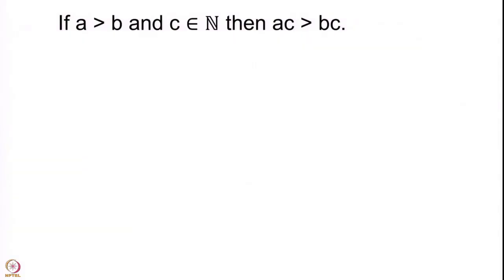We now go to the next statement. If A is bigger than B and C is a natural number, then we need to show that AC is bigger than BC. Once again I will give you a minute, and after this minute I will give my proof, and again if you have a different proof for this statement, then please write to me and let me know your proof.